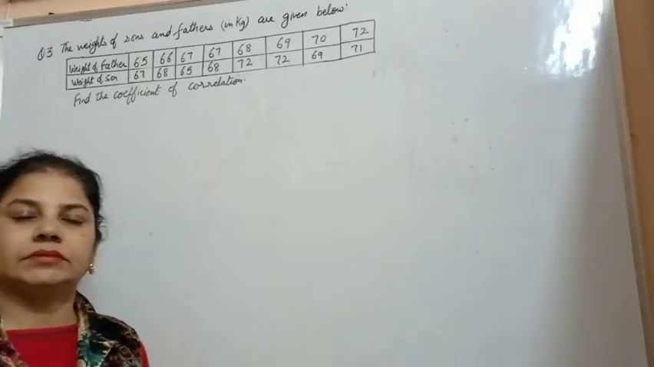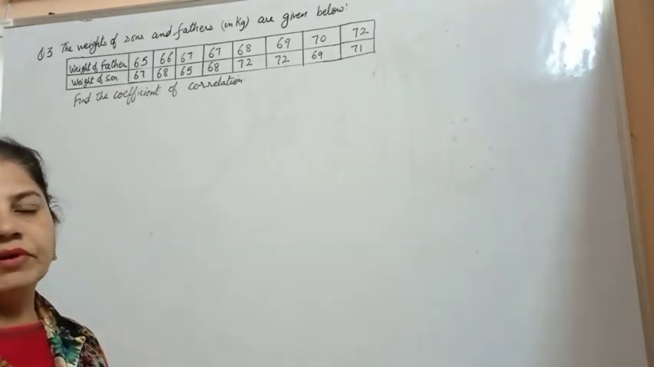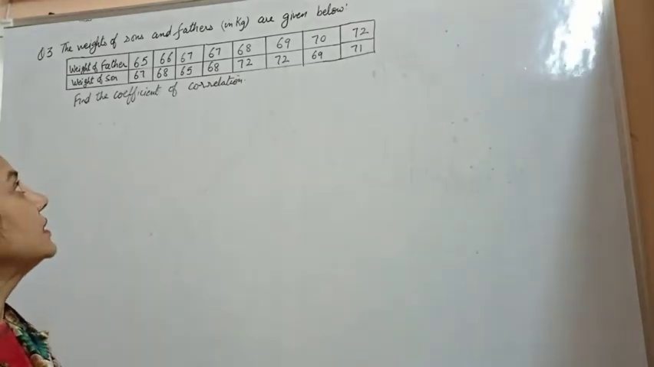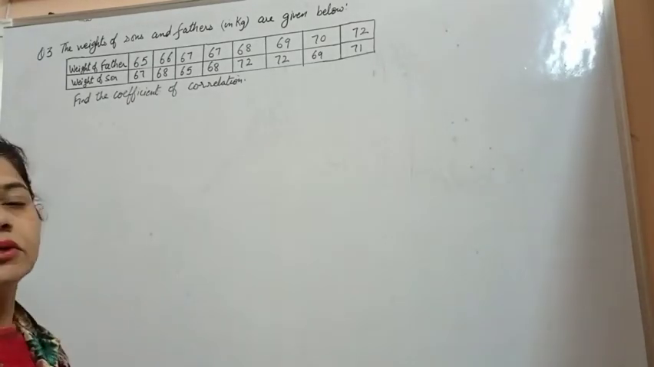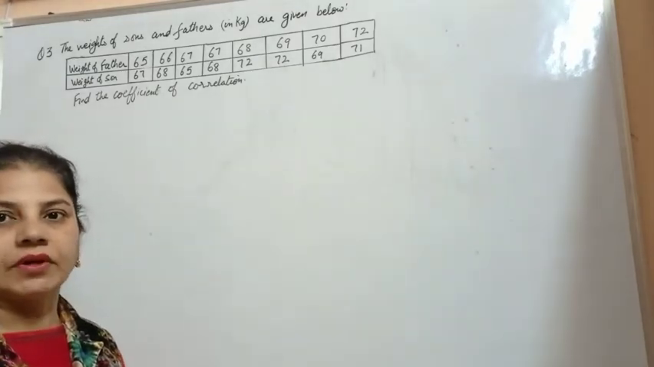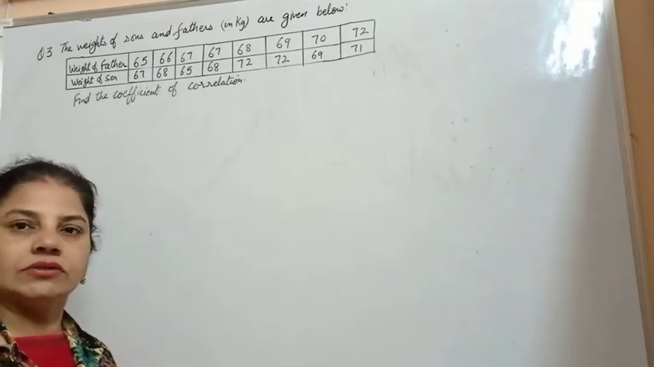In this question, the weight of father and son is given to us. We have to find the coefficient of correlation. As the weights are larger numbers, we will go with the assumed mean method formula. For this, we first of all make a table and then we solve the question.